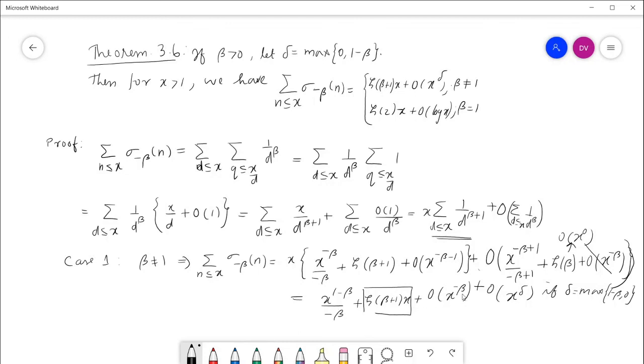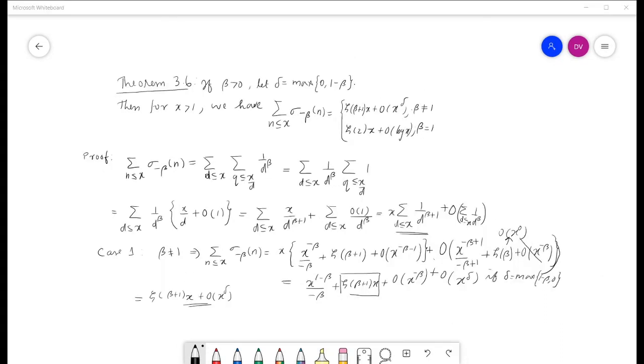Okay, so this can be written as zeta of beta plus 1 into x plus O of x raised to delta.